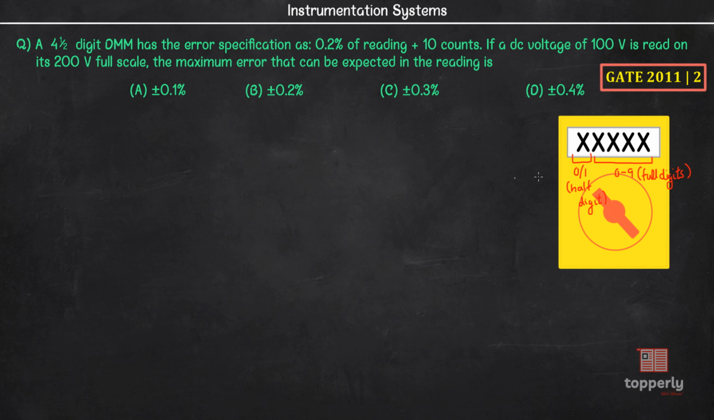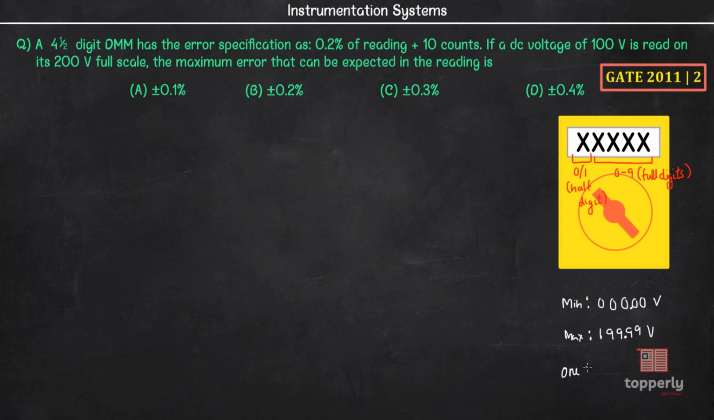Okay. Now, the minimum value this display can display is obviously 0, 0, 0, 0, 0. The maximum value, however, is 199999 because the first digit can only vary between 0 and 1. In the question, it says that the full scale reading is 200 volt. So we have a decimal point here. Therefore, the display of this meter reads from 000.00 to 199.99, and both of these are volts.